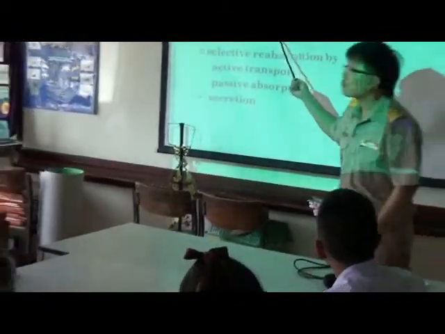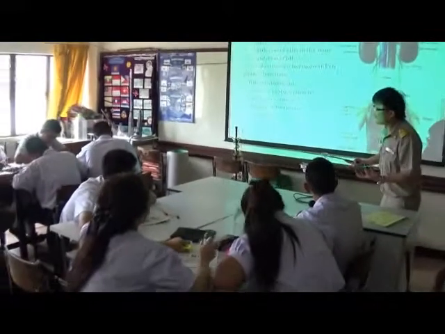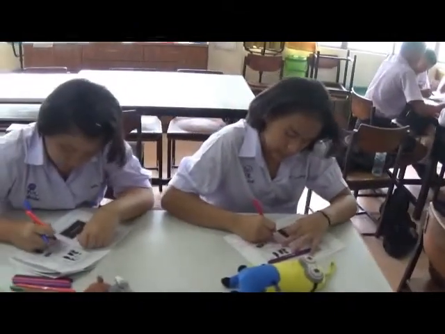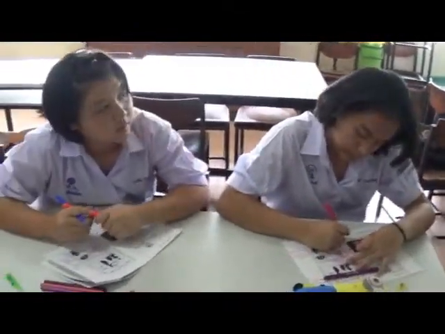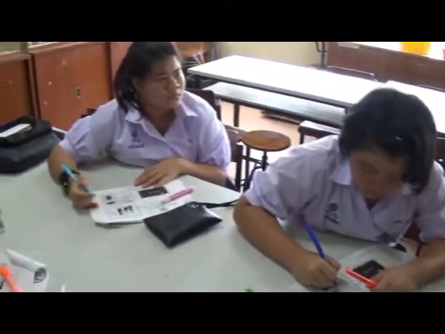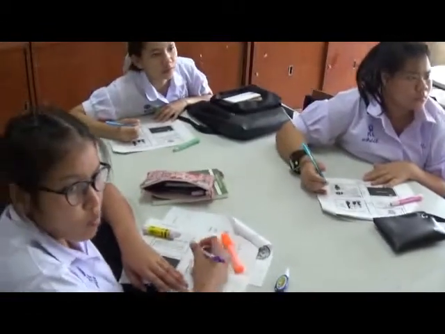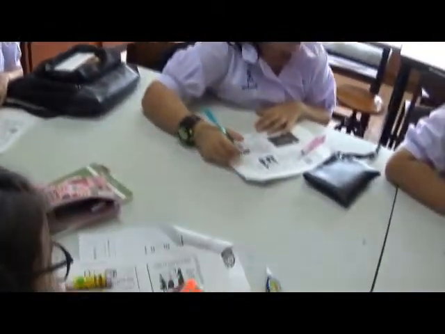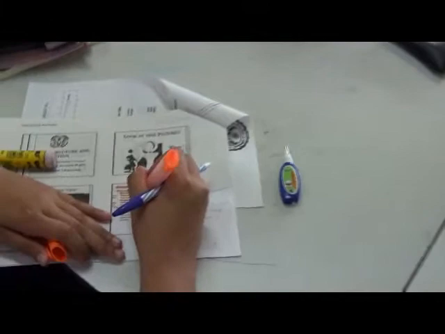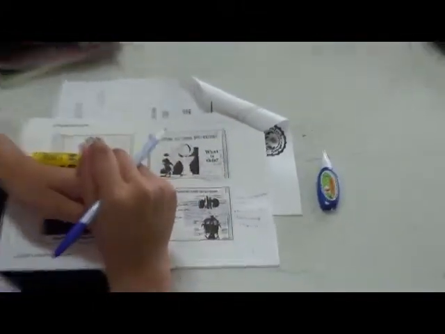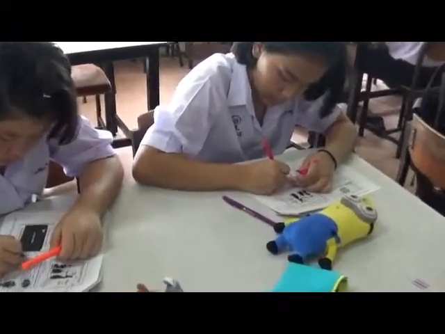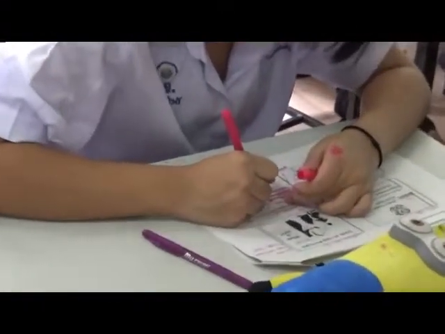Function called... The function is การทำงาน. The function called... Kidney functions. The first: Filtration of blood, การกรองเลือด. Very good. Filtration is the vocabulary translated to การกรอง. Okay. Filtration of blood, การกรองเลือด. The second: Selective reabsorption.